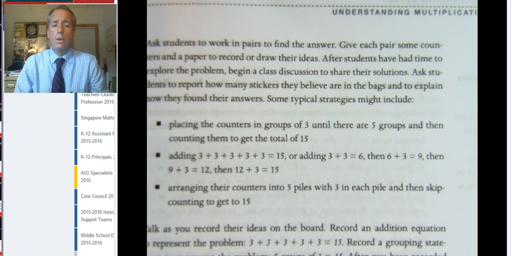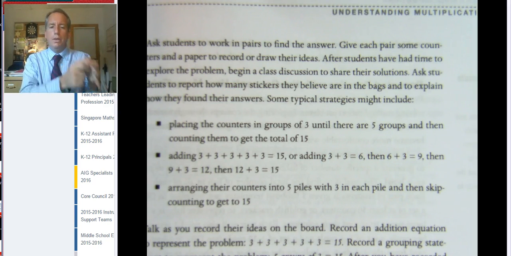So the first being putting some counters into groups of 3. So now we've got these little stacks of counters. We've got 3 of them, and 3 more, and 3 more, and 3 more, and 3 more. So now we've got 5 groups of those 3, and then counting each counter to get up to 15.